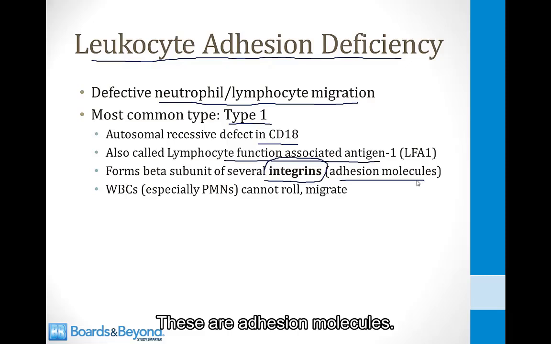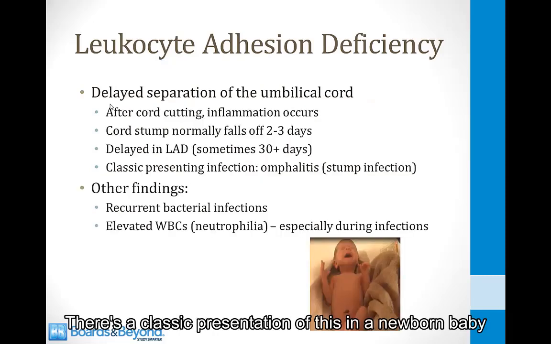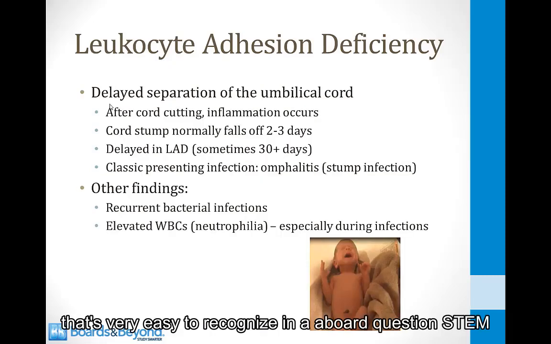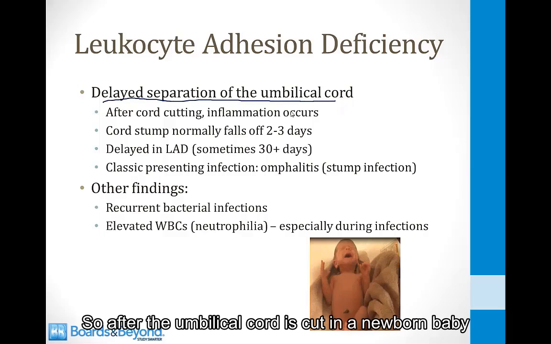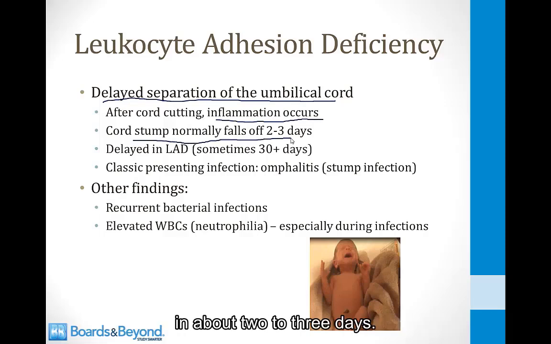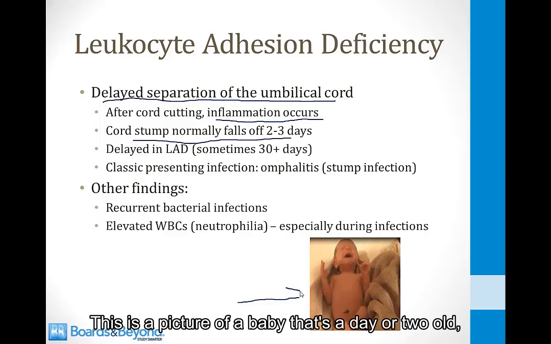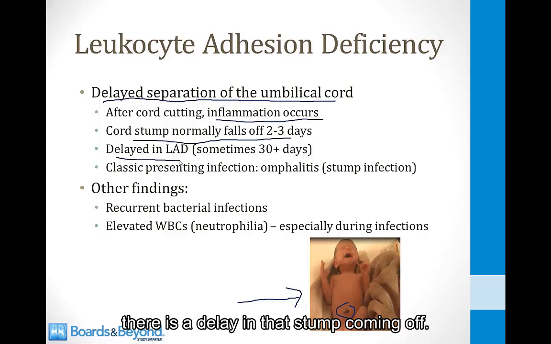These are adhesion molecules. So when you have this disorder and the integrins are abnormal, white blood cells, especially neutrophils, cannot roll and migrate to inflammatory locations. There's a classic presentation of this in a newborn baby that's very easy to recognize in a board question stem, and it's delayed separation of the umbilical cord. So after the umbilical cord is cut in a newborn baby, inflammation occurs, and the cord stump normally falls off in about 2 to 3 days. This is a picture of a baby that's a day or two old, and you can see the cord stump right here. It's turned dark and necrotic, and it's going to fall off very soon. In leukocyte adhesion deficiency, there is a delay in that stump coming off.